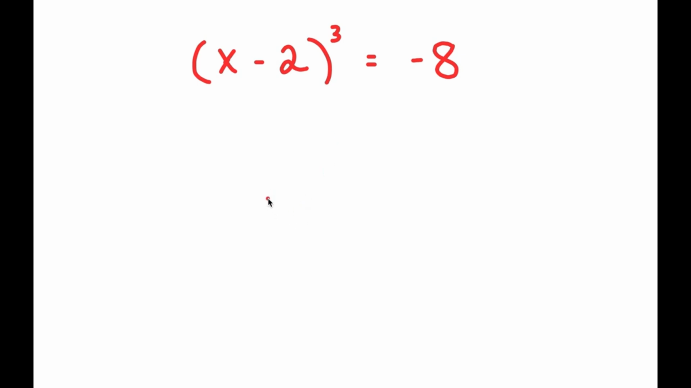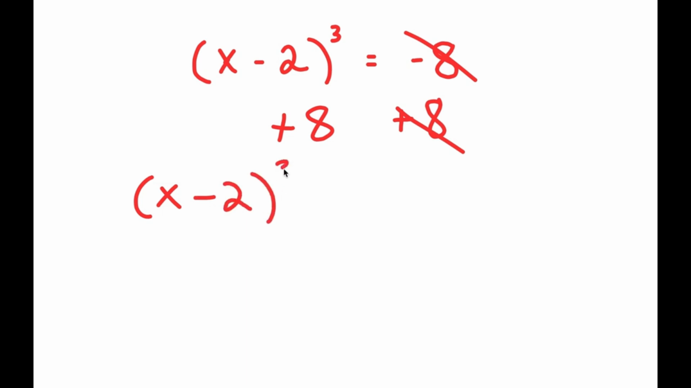Alright, so in this problem, I have (x − 2)^3 = −8. To solve this, I'm going to first start by adding 8 on both sides. Then these two cancel out, and I get (x − 2)^3 + 8 = 0.